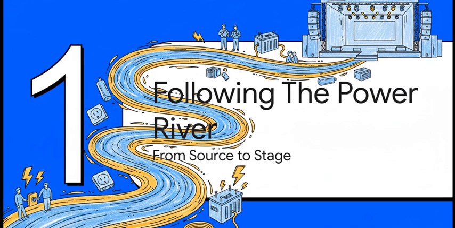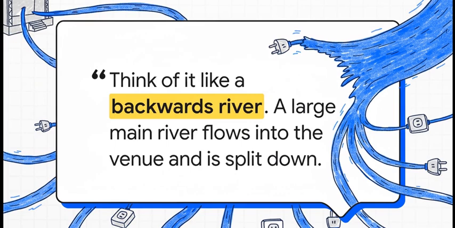To get a handle on this, we're going to trace the journey of electricity all the way from its source to the stage. And trust me, it's not as complicated as it sounds if you stop thinking about wires and start thinking about a river. This is the key idea. I want you to picture a backwards river. Forget everything you know about rivers flowing out to sea. In our world, you've got this huge river of power flowing into the venue, and our job is to channel it into smaller and smaller streams until it finally gets to the outlets on stage.